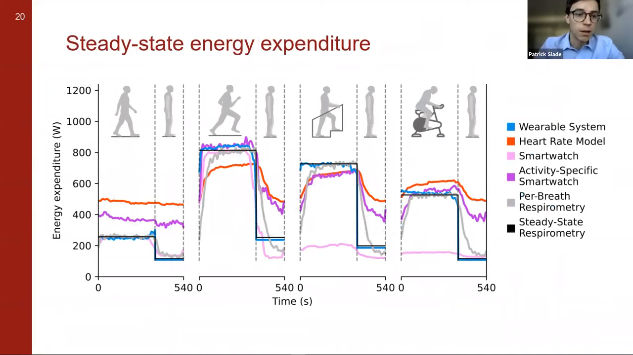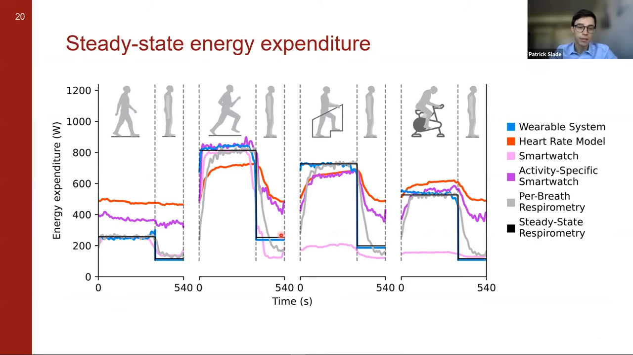First, we tested it on steady state energy expenditure. So we had participants walk and then stand and run and stand and perform all these conditions followed by a standing condition. And here they're performing the condition for about 6 minutes and then resting for 3 minutes. During this time, we're measuring respirometry as our ground truth. And you can see the steady state value here in black is what we're treating as our ground truth for how much energy people are expending at any given point in time.